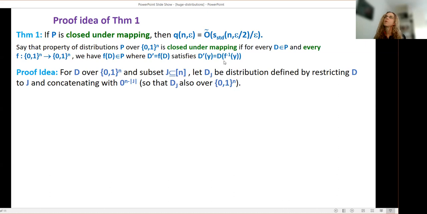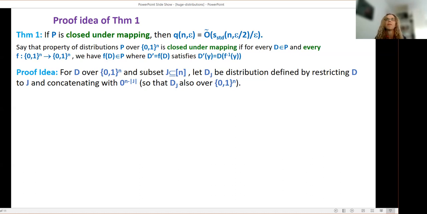I wrote it here in case you forgot by now. Okay, so let's see what I can say about the proof idea. I'll talk here about the domain being {0,1}^n, though it can apply to other domains. If I have a distribution D over {0,1}^n and a subset J, I will denote by D_J the distribution defined by restricting D to J and concatenating with 0^(n-|J|), so that the distribution I get is also over {0,1}^n.